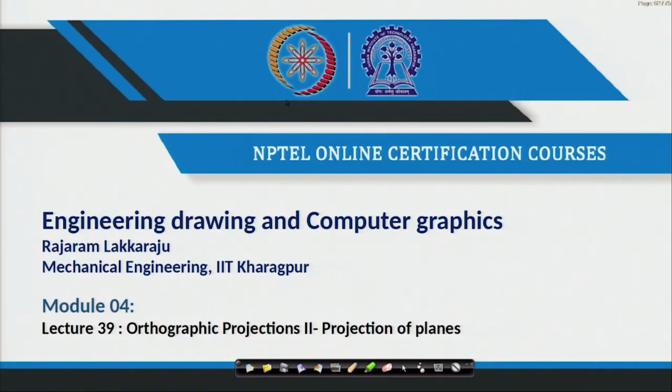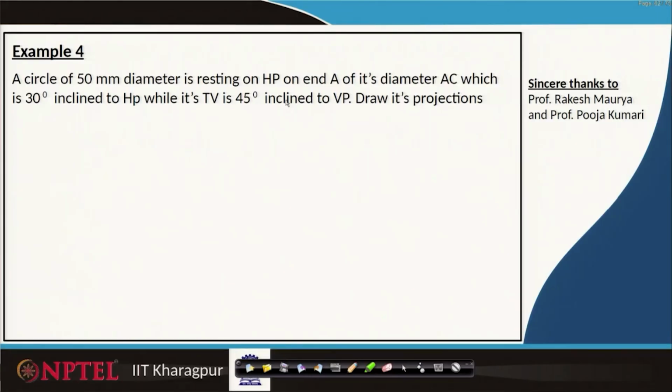Hello all, welcome to our NPTEL online certification courses on engineering drawing and computer graphics. We are in module number 4, orthographic projections 2. Especially we are covering projection of planes. And we are looking at different problems, especially the shapes like triangle, pentagon, circle, this kind of things. If they are reoriented with respect to the vertical plane, horizontal plane, what kind of projections do they make?